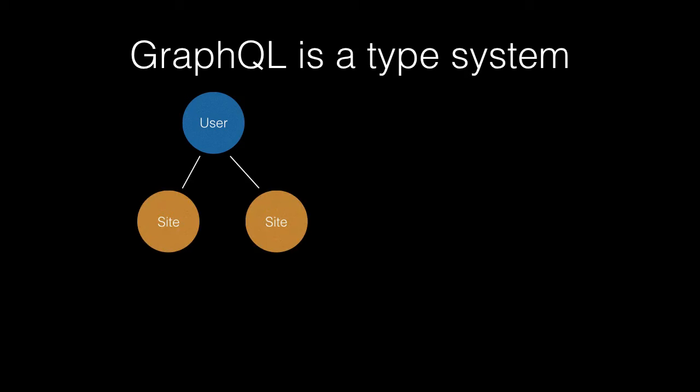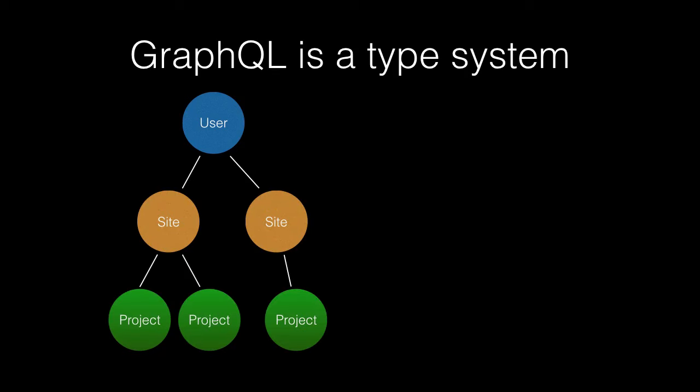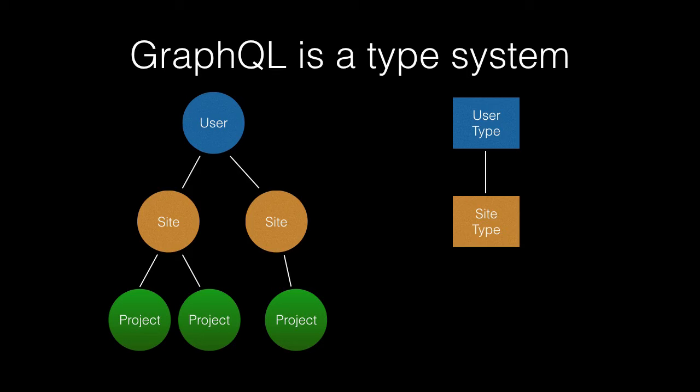Most importantly, GraphQL is a type system. So you have your model objects, and in my case, I have a user which has access to many sites, and each site has access to different projects. And so what you do when you want to implement a GraphQL server is you describe your types. And so you create these objects here that are totally separate objects than the ones you have in your model, but describe how your model works.